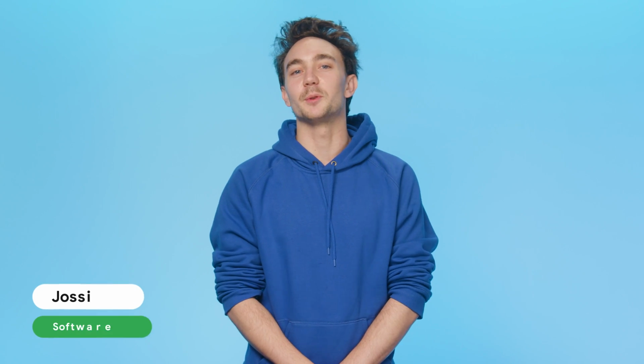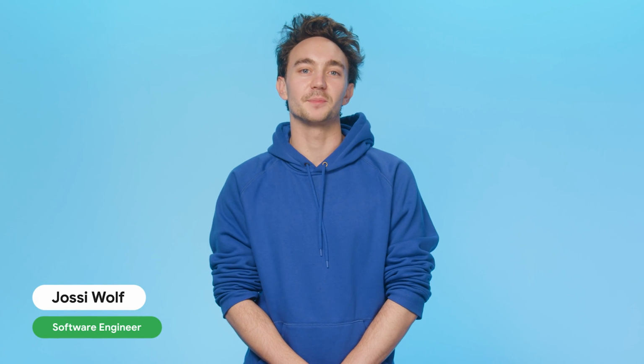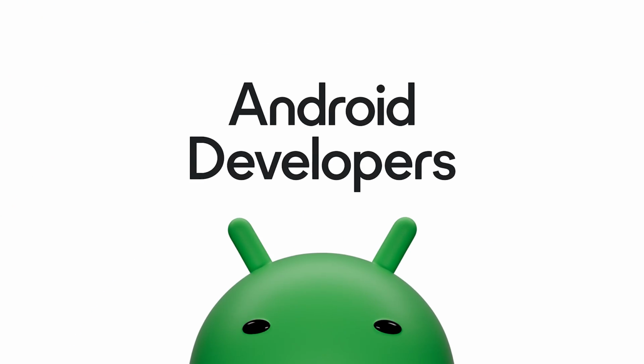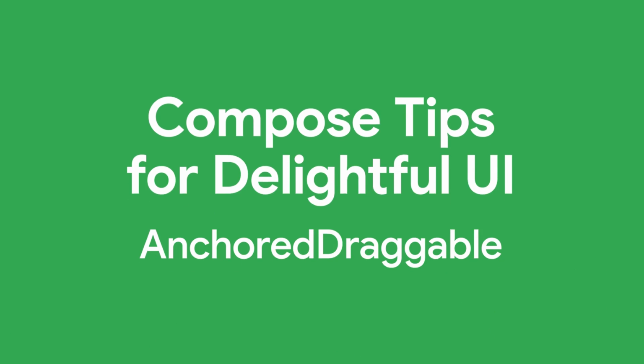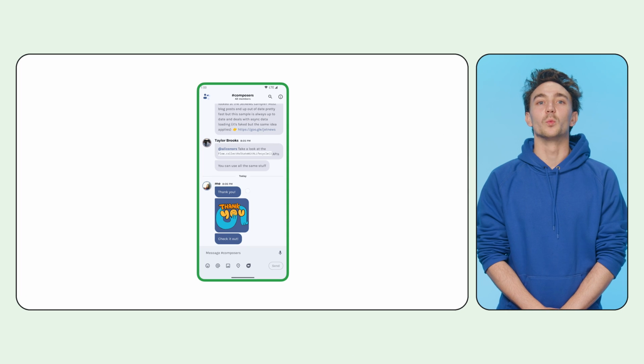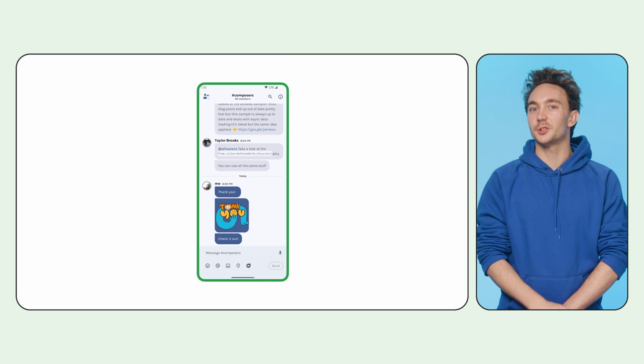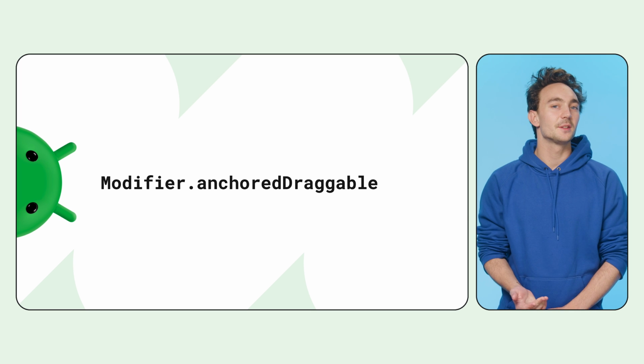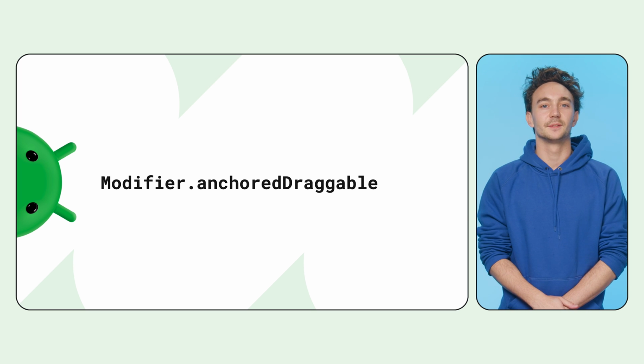Do you ever wish it would be easy to drag or swipe a component between anchor points? Well, we have just a delightful tip for you. In our JetChat app, wouldn't it be nice if you could swipe on a message to reply to it? For that, we can use the AnchoredDraggable modifier.